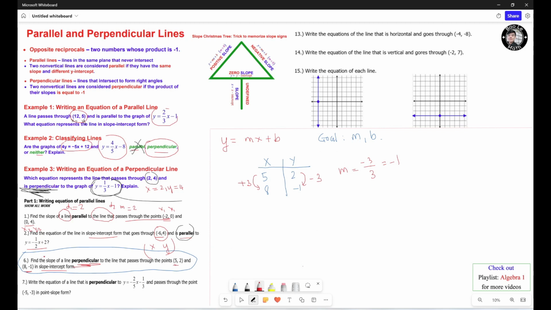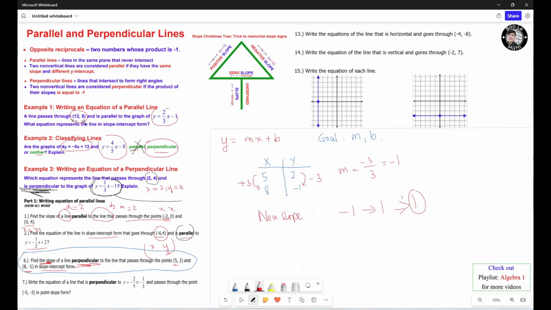Now, since the question asks you to find the slope of a line perpendicular to this one, so the slope of the line that's perpendicular to this line right here. Okay, so this line right here, you have slope equal to -1. Now you need to find the new slope, which is the opposite reciprocal of this one because the two lines are perpendicular. So the opposite of -1 is going to be 1. The reciprocal of 1 is equal to 1. So the new slope should be 1. This is the final answer.